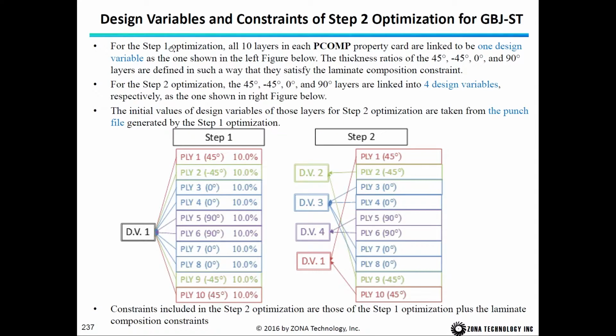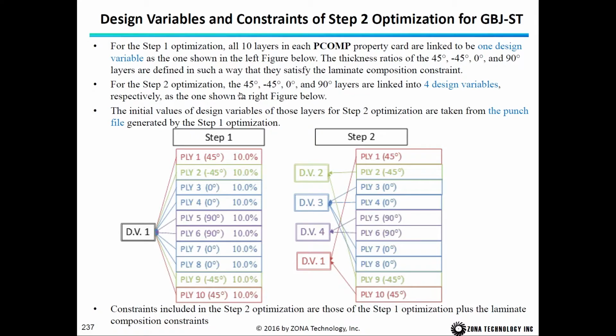To define the design variables and constraints of the step 2 optimization for GBJ-ST: for step 1 optimization, all 10 layers in each PCOM card are linked to be one design variable, as the one shown here, and the thickness ratios of the plus minus 45, 0, and 90 degrees layers are defined in such a way that they satisfy the laminate composition constraint.